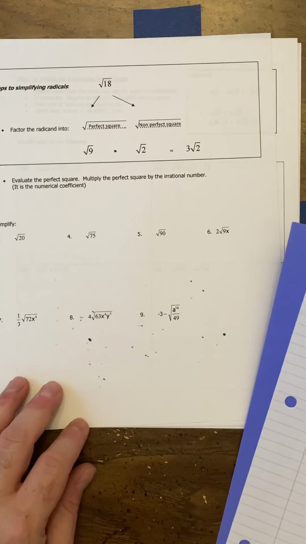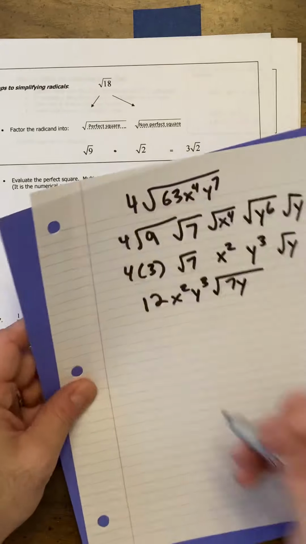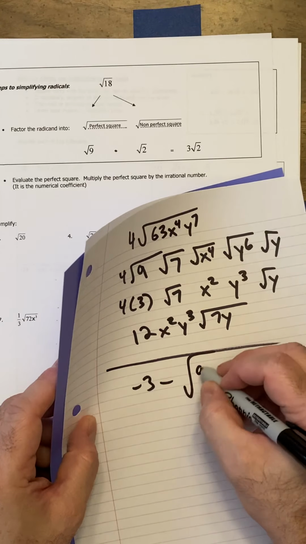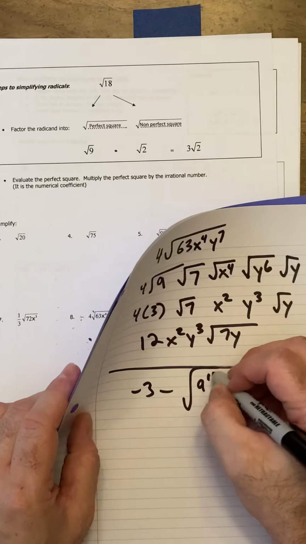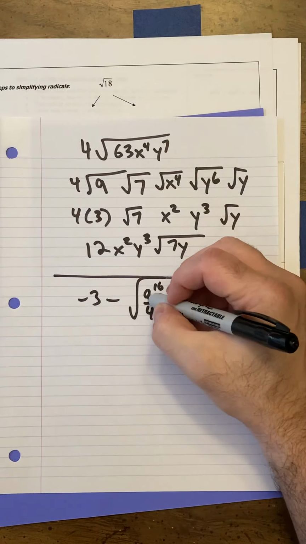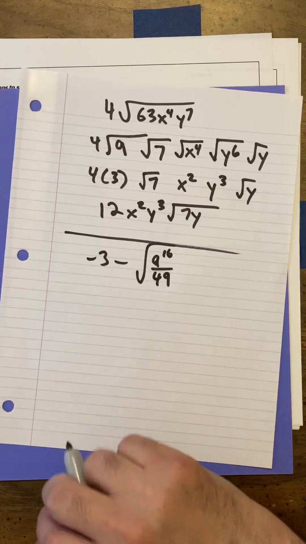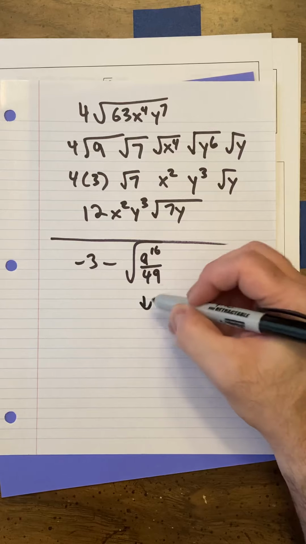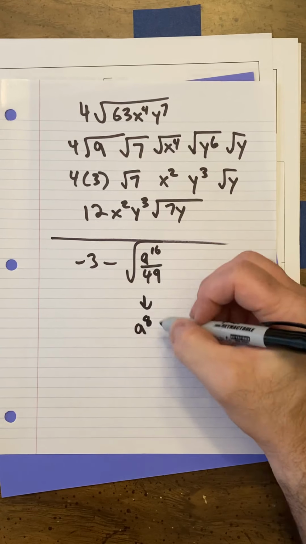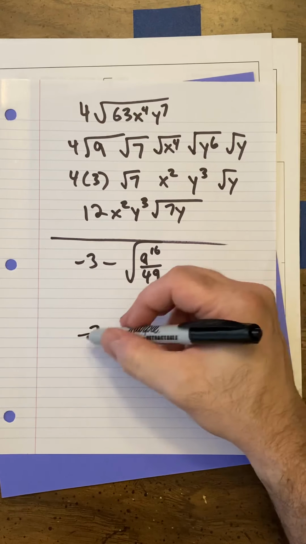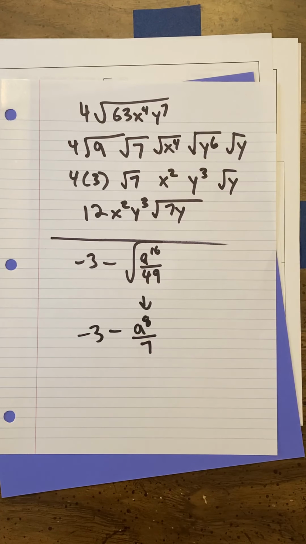Okay, and let's do the last one. We got -3 minus the square root of a to the 16th over 49. That's not a 9, that's an a. A to the 16th over 49. So let's simplify this. These are all perfect squares. So this is just going to become a to the 8th over 7. You got -3 minus a to the 8th over 7.